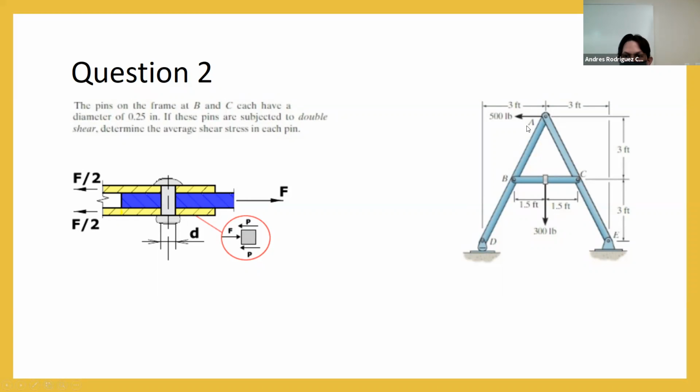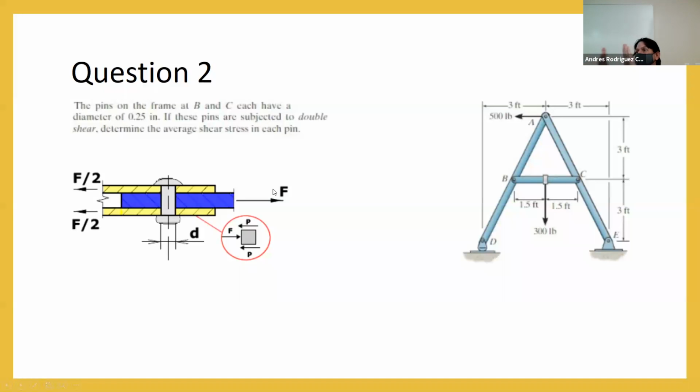So right now we got this element here, this frame here, and we have to analyze what is going to happen in this place here, what is going to happen in this part here. So we have to obtain the average shear stress in each of these pins, considering that the connection in this part is going to be a double shear. Do you know what a double shear is?